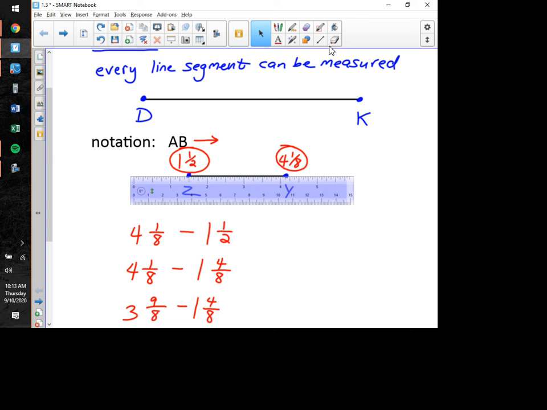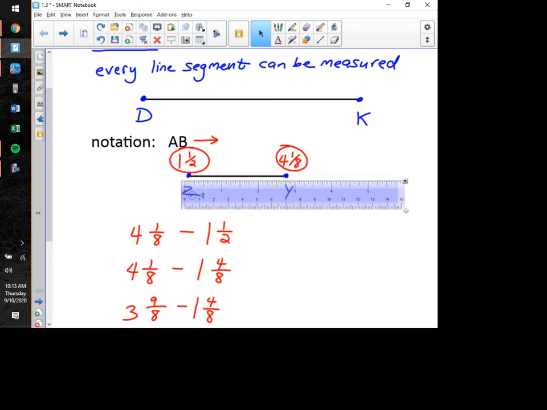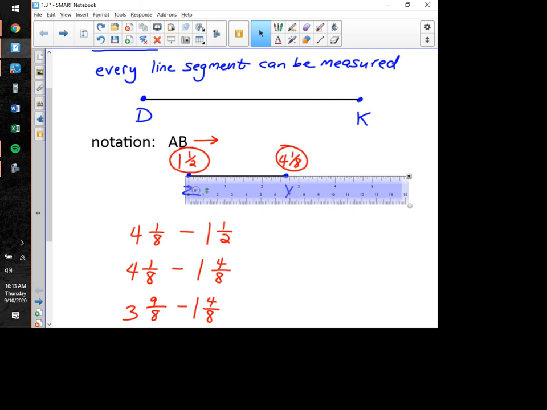Obviously, that was a dumb way to choose to do the problem. It would have been much easier if we had simply put the ruler with the 0 at Z and just read off the 2 5/8 that way. But the point is, it can be done in that regard.